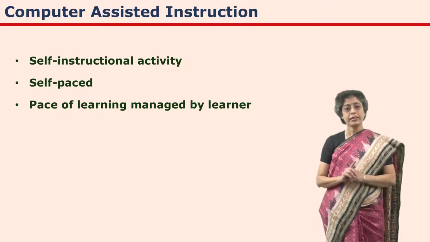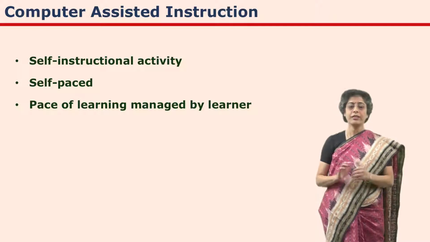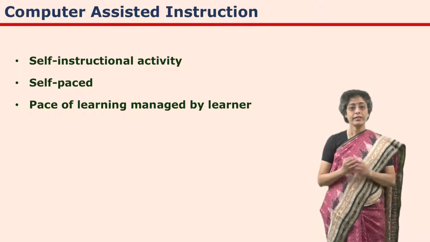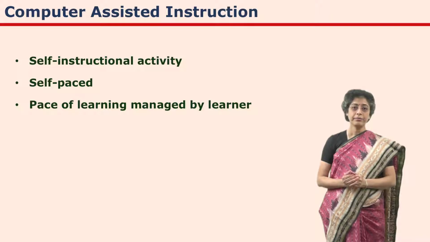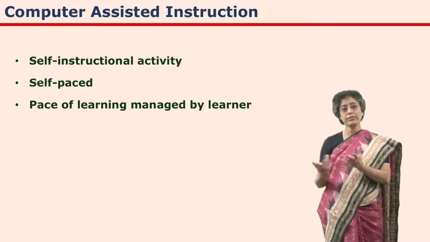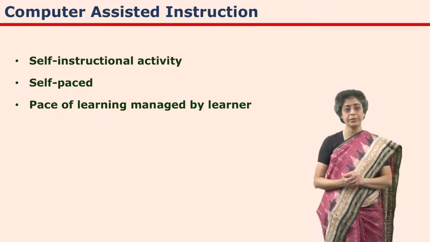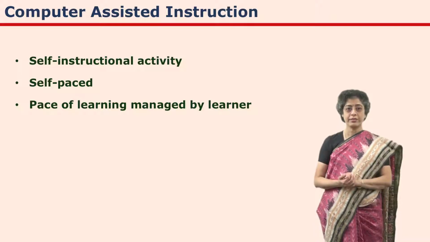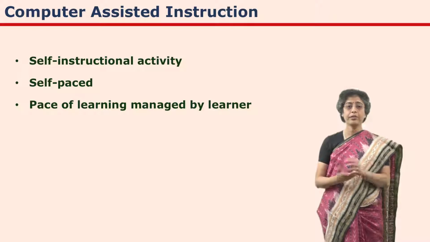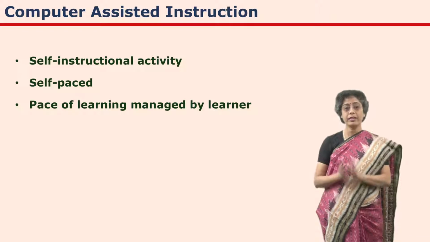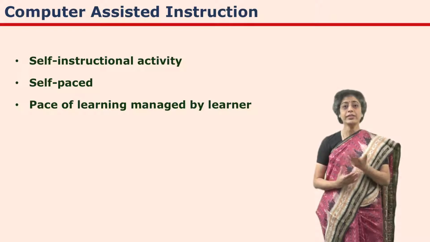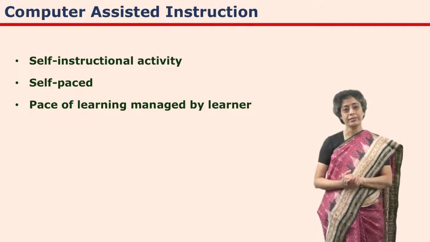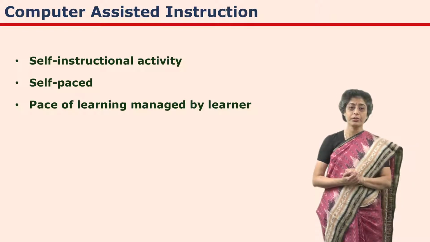We now know that computer assisted instruction is a self-instructional activity. It's self-learning mode. Teacher is not interacting with the learner, but learner is interacting with instructional material provided by computer. That's why it's self-paced. Learner can learn as per his or her own convenience, and the pace of learning is managed by the learner and not by the computer. For such learning, learner needs to understand why am I learning? What am I going to learn through this particular module?